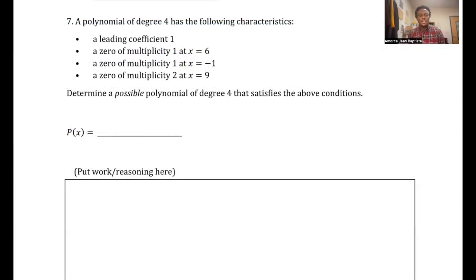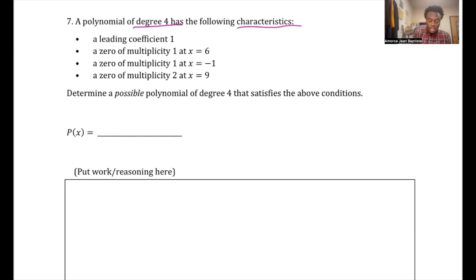So in this next example, they describe the polynomial function for you, and then they're going to want you to give the equation of the function and eventually answer some other questions. So here it is. They say a polynomial function of degree 4 has the following characteristics.